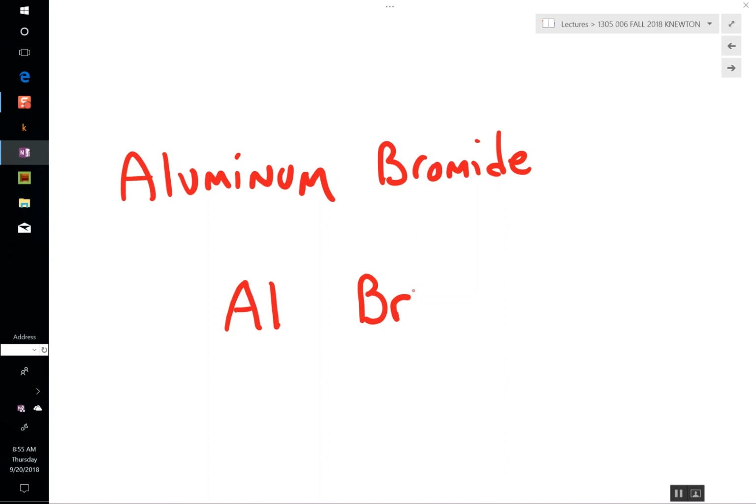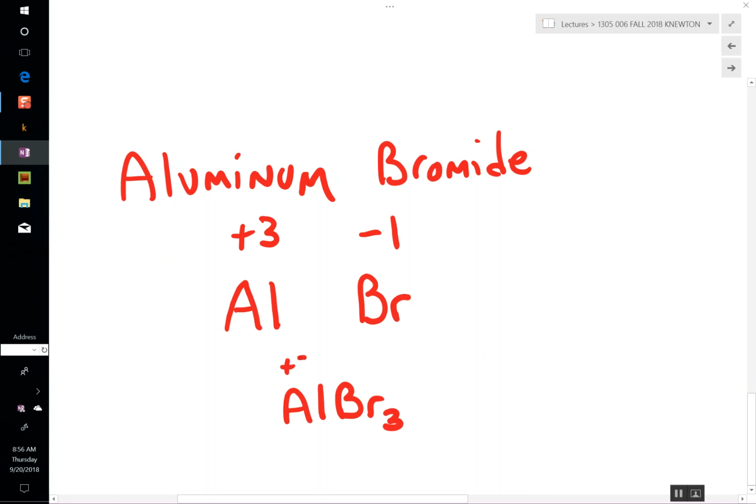Okay. So aluminum is group 3A. We don't have all of them in there, but aluminum is a well-behaved ion. Forms a +3 ion. Bromide, -1. So what are we going to get? AlBr3. All right? So +3 plus 3 times -1 is neutral. This is the answer here.